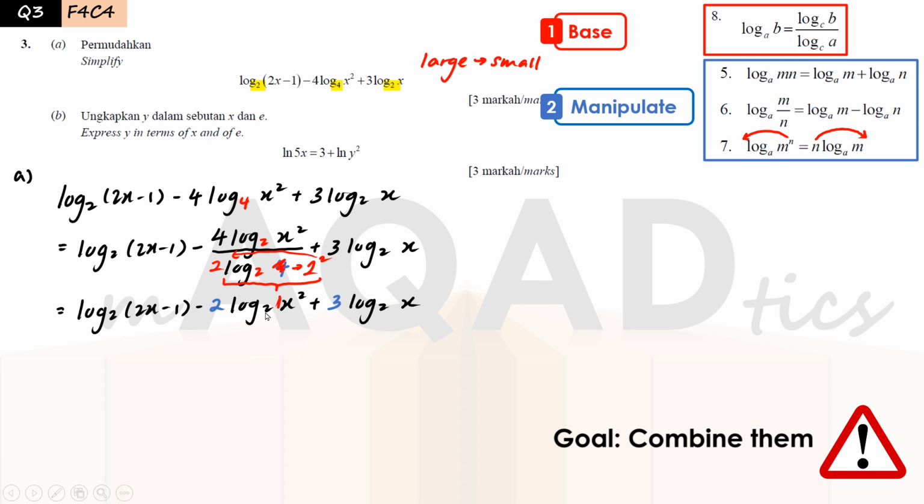So here, for this log, 2, I'm going to move it back. So 2 times 2, 4. And for the value of 3 here, I'm going to move it back. So here will be x to the power of 3. And now we can combine them.